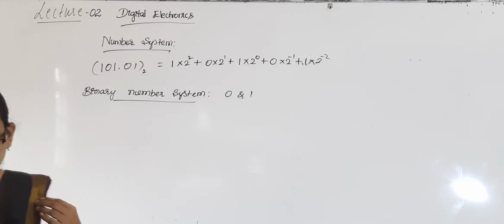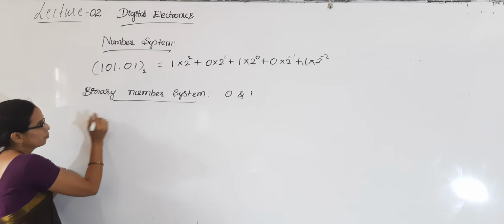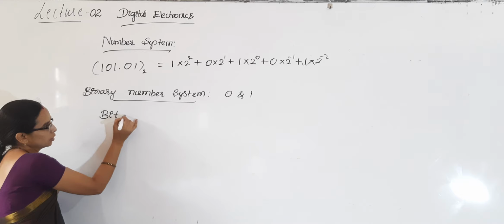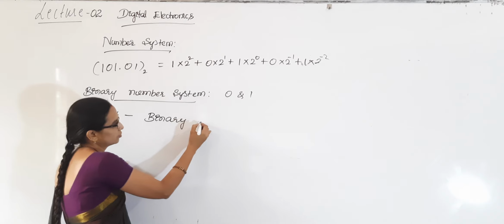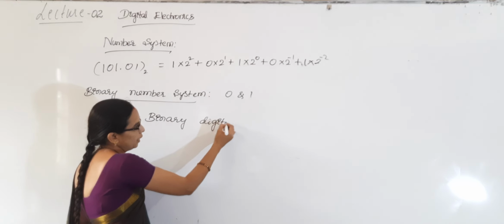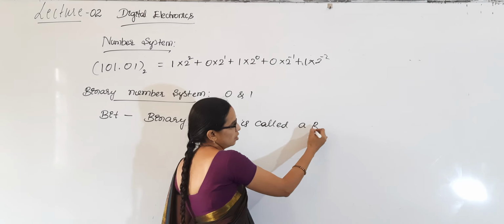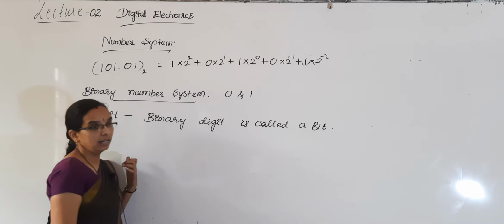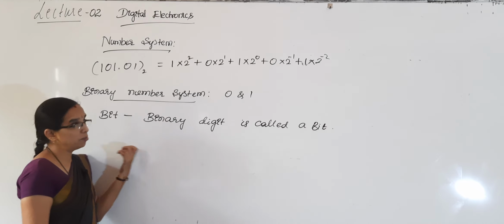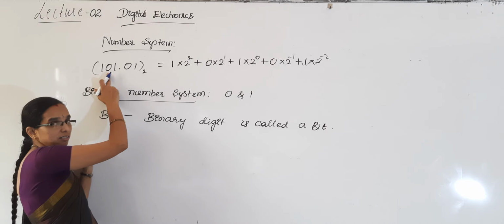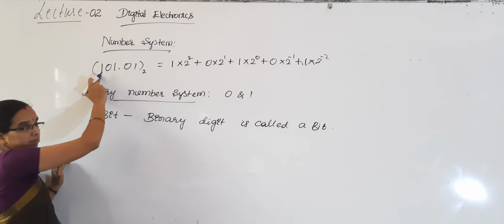In binary number system, because it's new to us, we have to remember some terms, that is bit. BIT, bit is defined as a binary digit. Binary digit is called a bit. There may be a question, what is bit? You should write that a binary digit is called a bit. That means this is one bit, this is one more bit. These are digits we call in decimal number system, here it is bit.